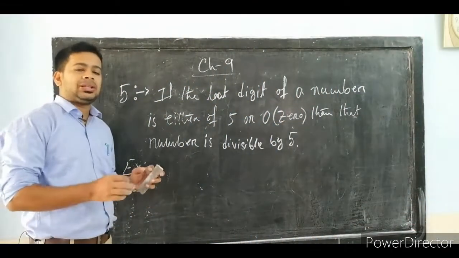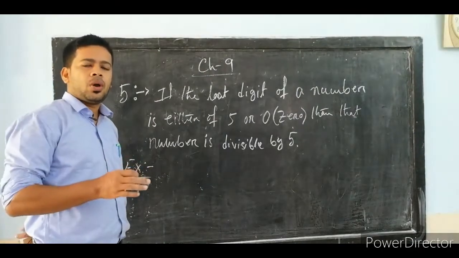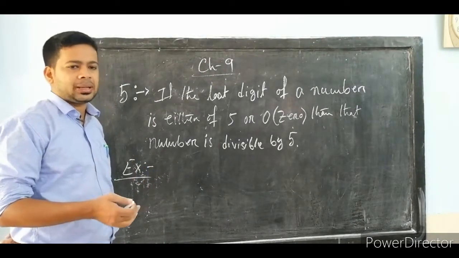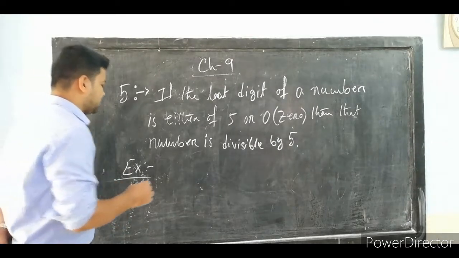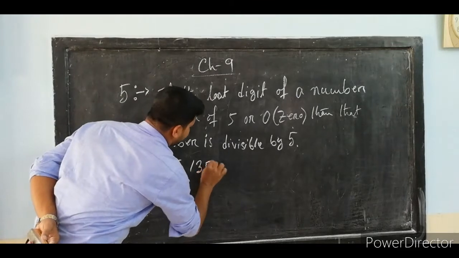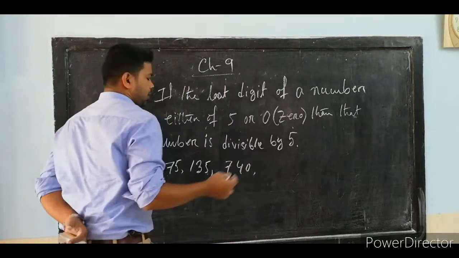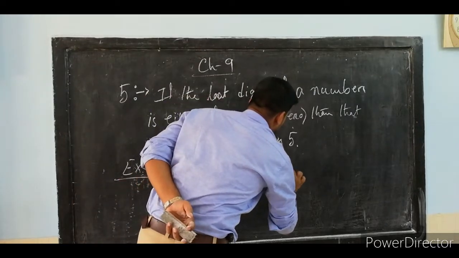We need to see only the last digit. Let it be any number. If the last digit is 0 or 5, then surely that number is divisible by 5. For example, 75, 135, 740, like this, any number, or it is 1000.